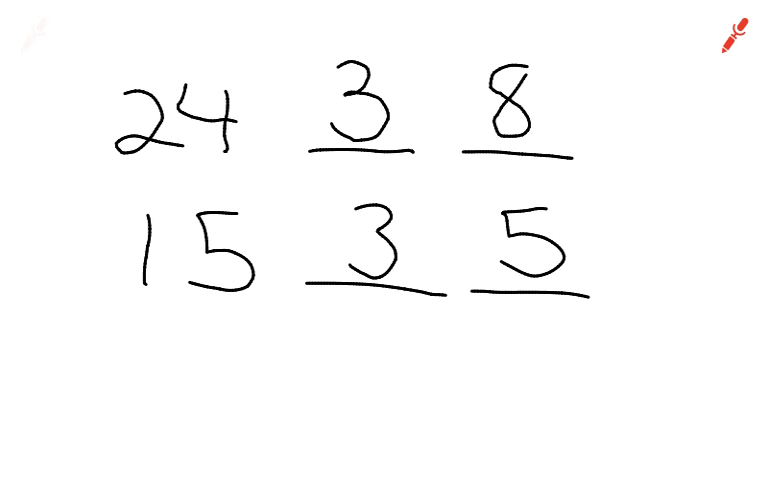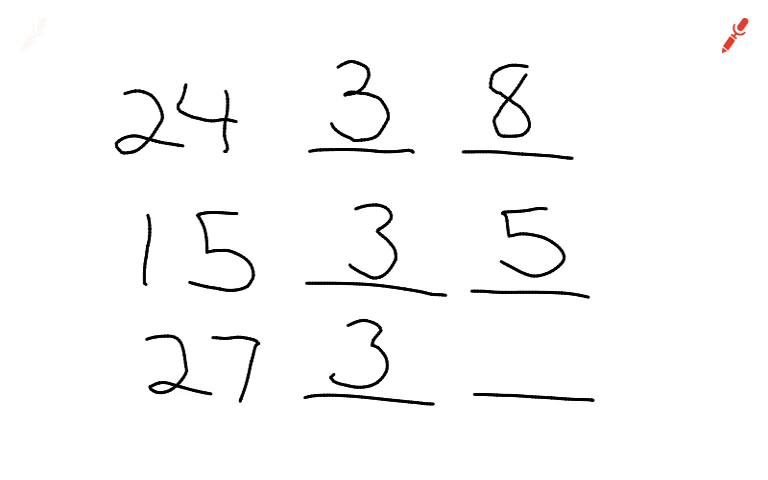C, we have 27. What are 2 numbers that, when multiplied, equal 27? 3 times 9 would be 27. See if you can do D, E, and F on your own.